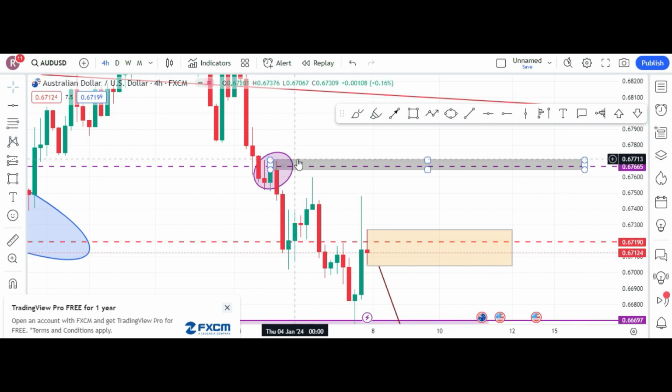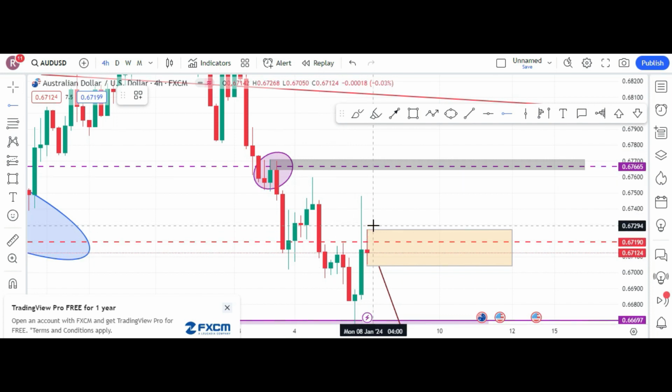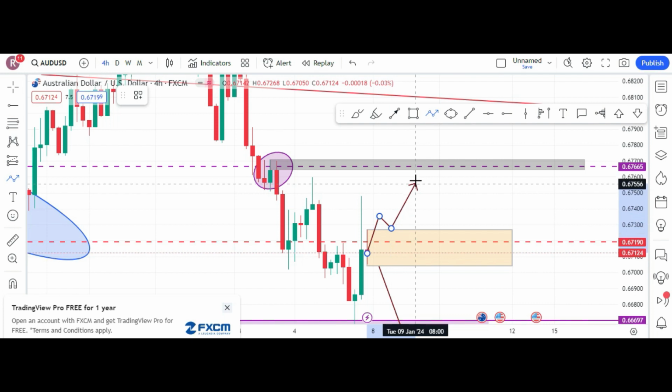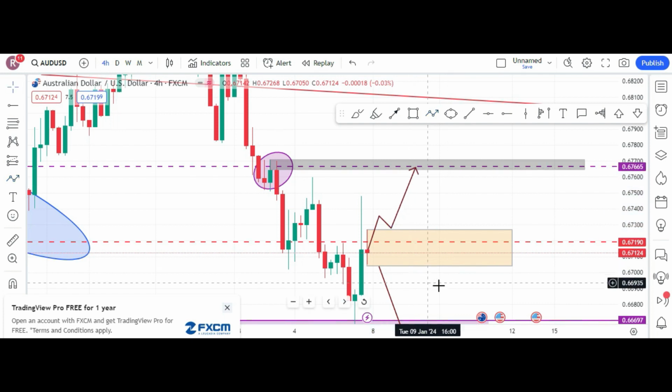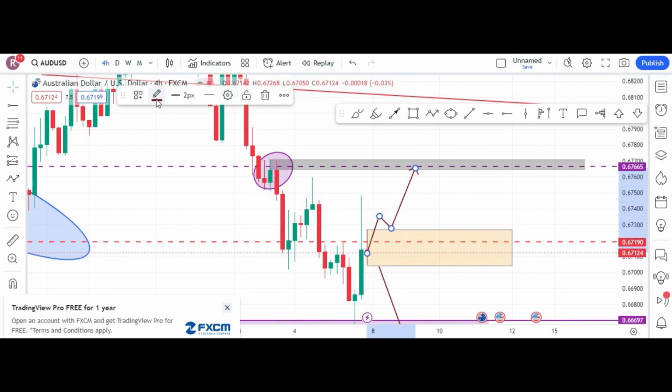Okay guys, so two things to consider. If it breaks a little bit and retests, then you can take that long. But if it doesn't, hold on guys, let me show it. If the price moves like this and comes to retest, fails, and once it fails, it will go here. This is the thing I would like to trade. This you can take, okay?